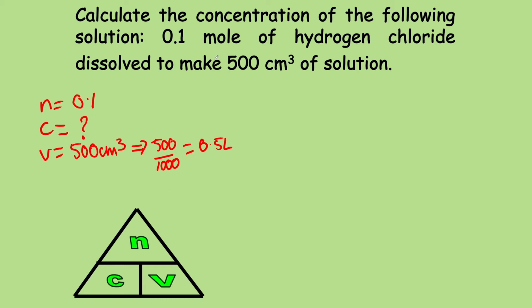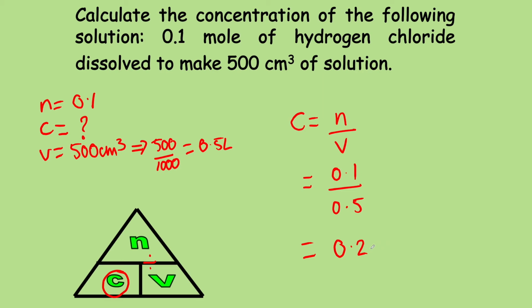Now it asks us to calculate the concentration, which is C. And remember, concentration is number of moles divided by volume. So C equals N divided by V. So I'm just going to write that here. C equals N divided by V. And for our numbers, that would be 0.1 divided by 0.5, because we converted it, remember. Which in the end would give us 0.2.